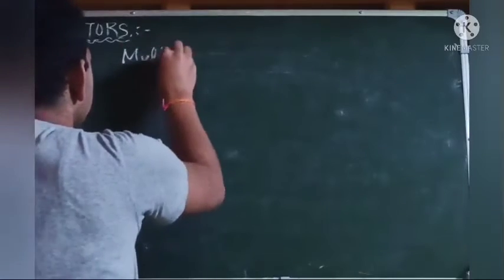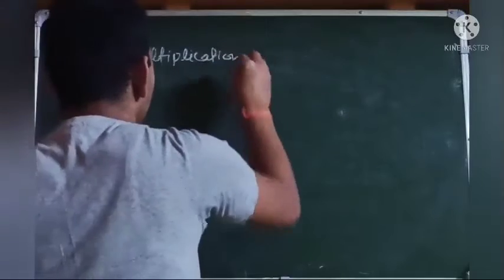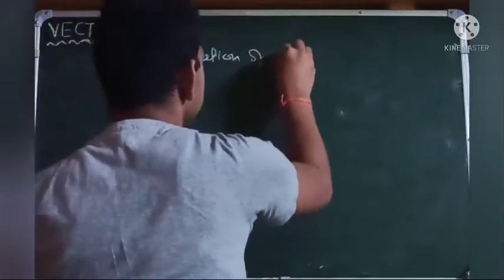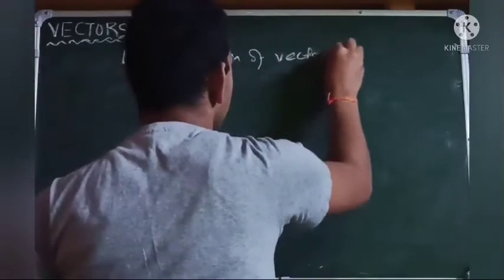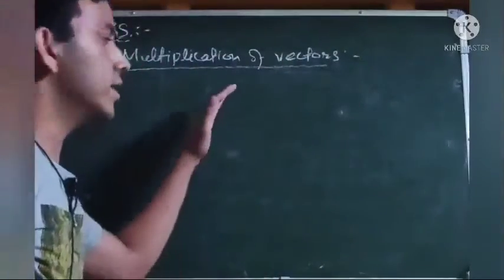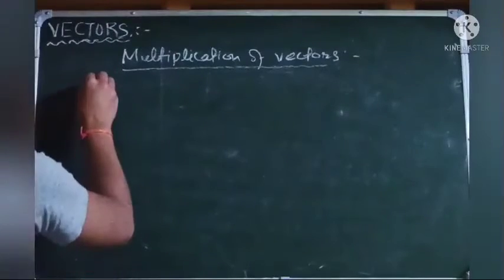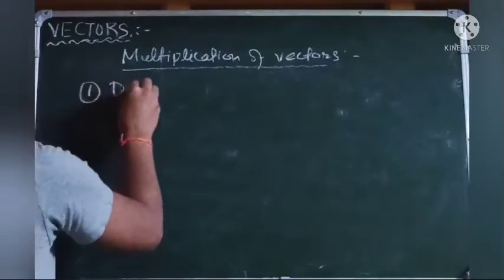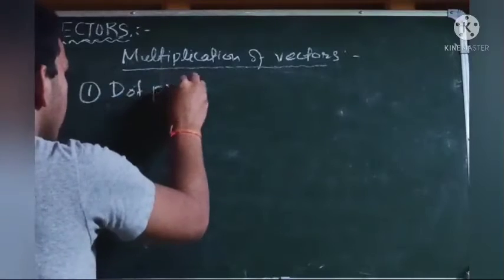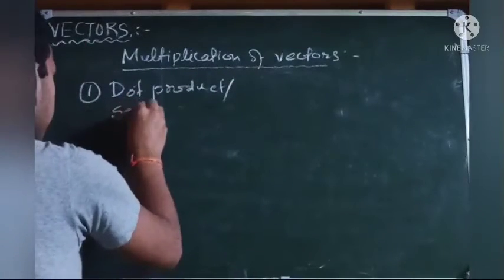Multiplication of vectors. We will find in the chapter vectors there are two types of multiplication. The first one is dot product or scalar product.